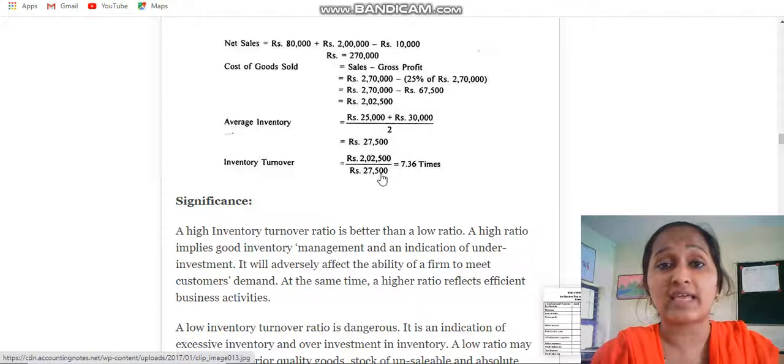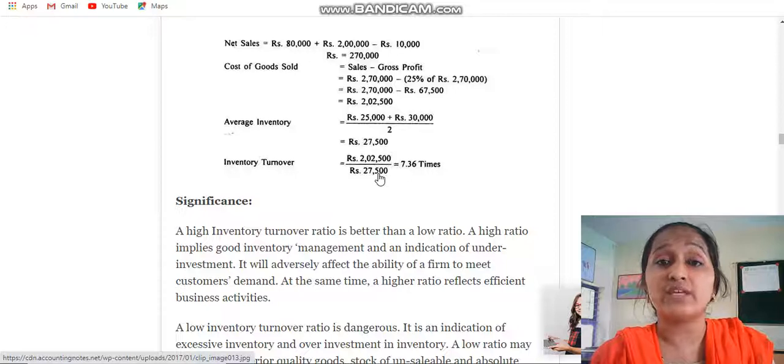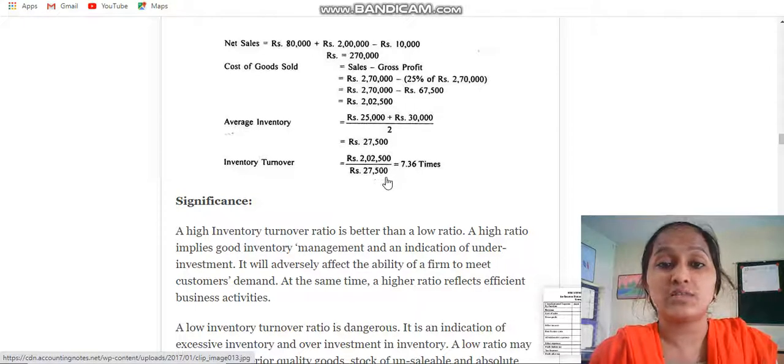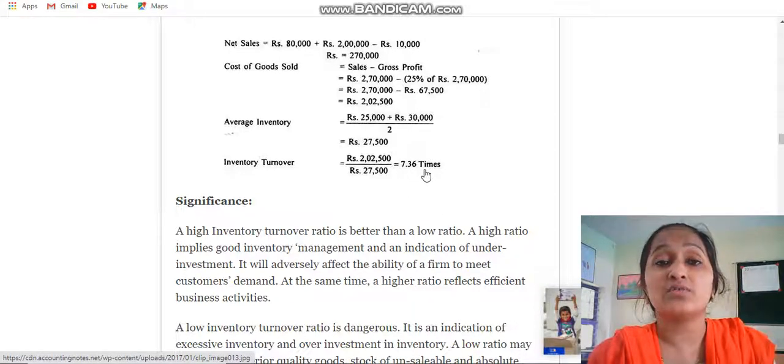Now just now we have done the calculation on it. It is 27,500. How to calculate average inventory? Opening inventory plus closing inventory, divided by 2. If you take 2 as the denominator, the figure you get is average inventory. So in the place of cost of goods sold, we have written 2,02,500, divided by 27,500 in the place of average inventory. If you do the calculation, you will get 7.36 times, which is the company's stock turnover ratio for the respective year, which they are asking us to calculate.